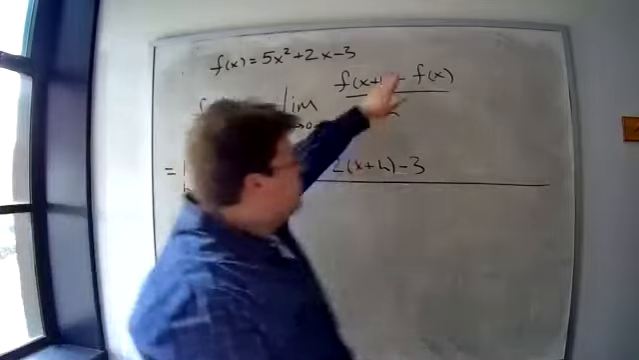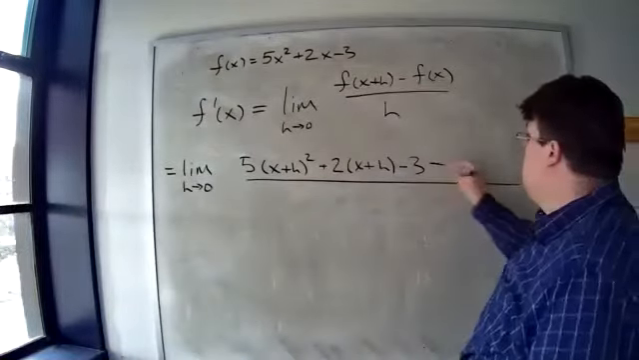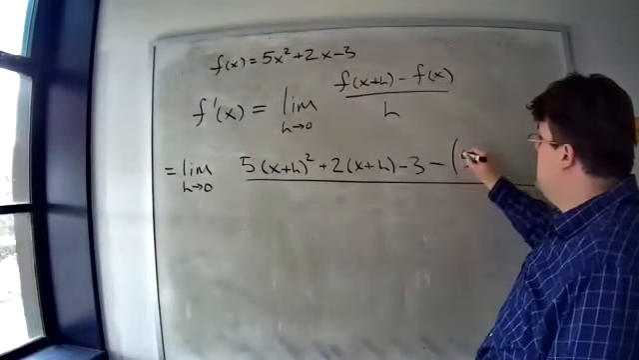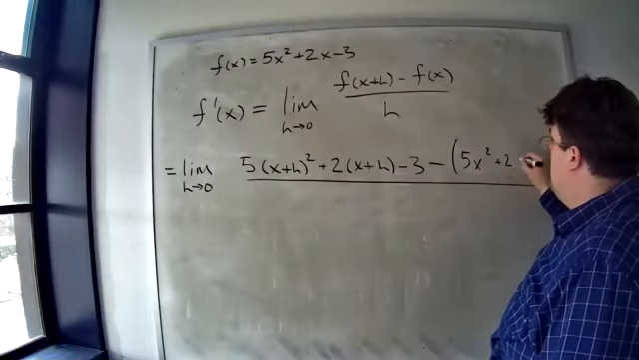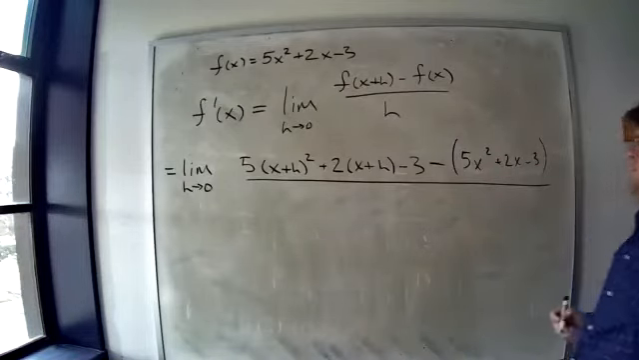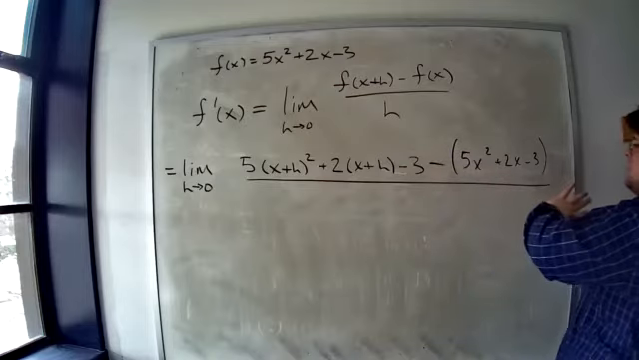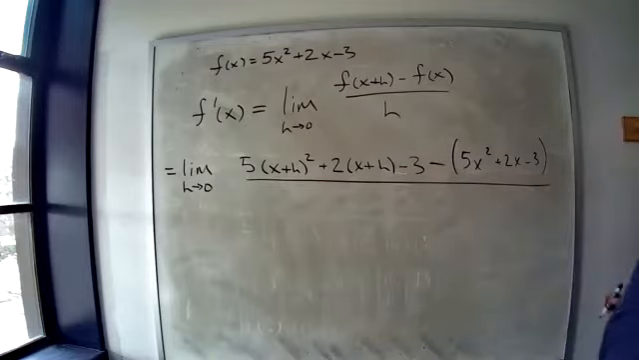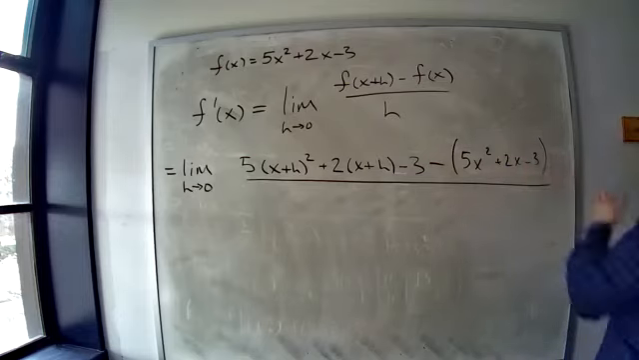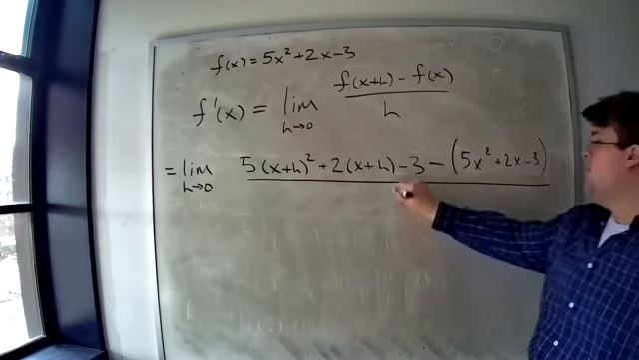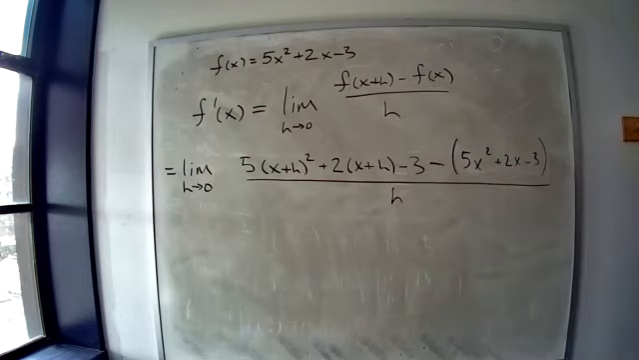Okay. Now we need to subtract f of x. So minus f of x. So just subtract all of f of x. And we do want to subtract all of f of x so that the algebra works out. If you don't subtract all of f of x, the algebra won't work out. And this is all divided by h. So any questions about setting this one up?